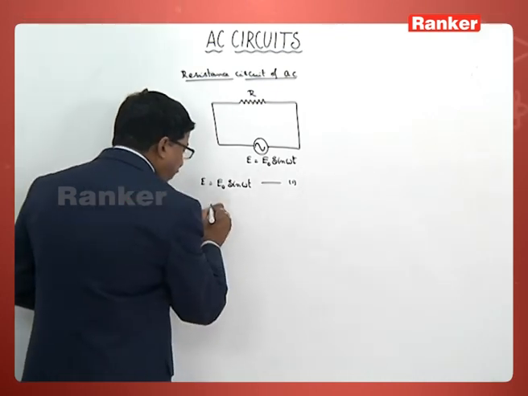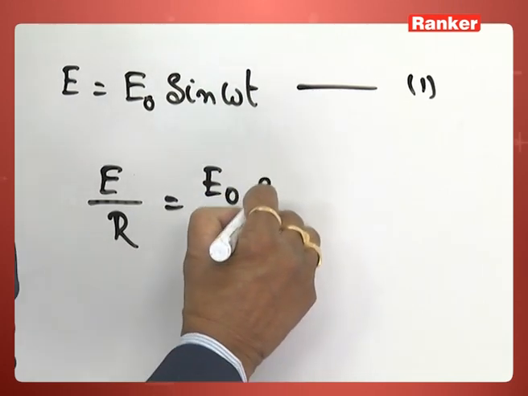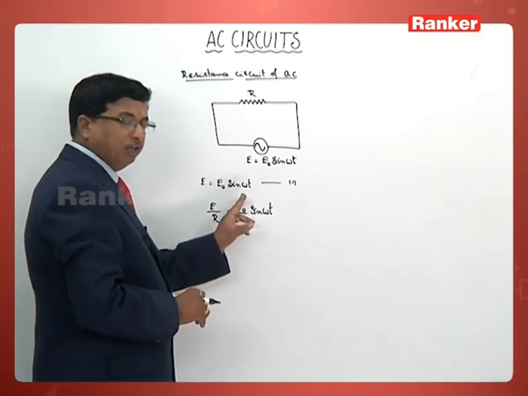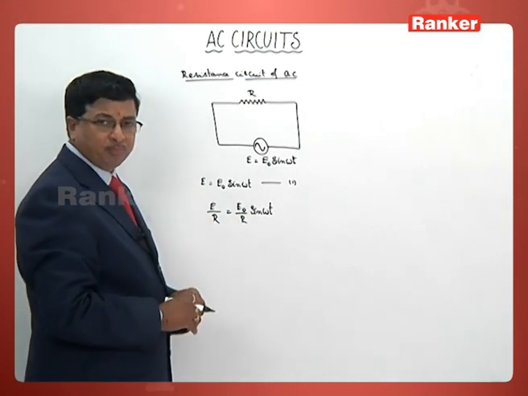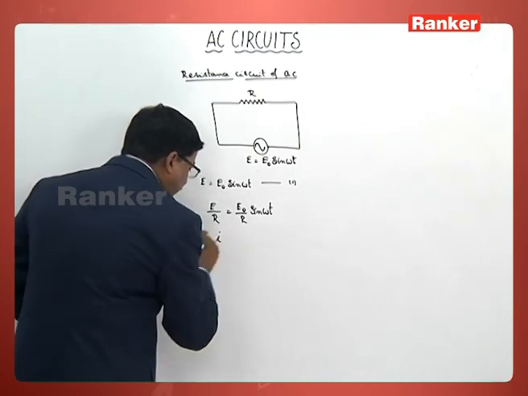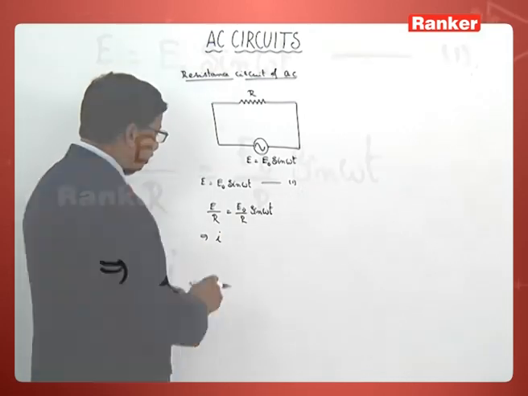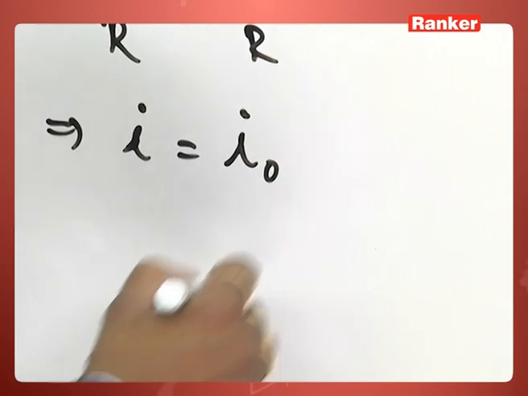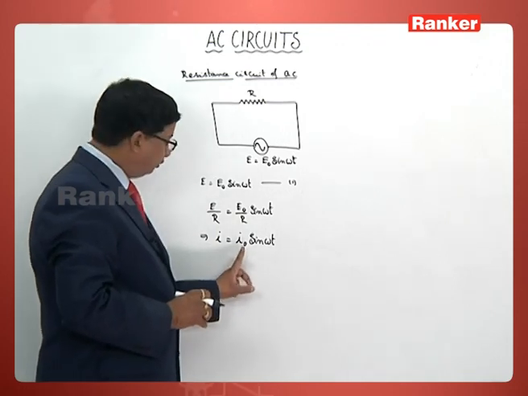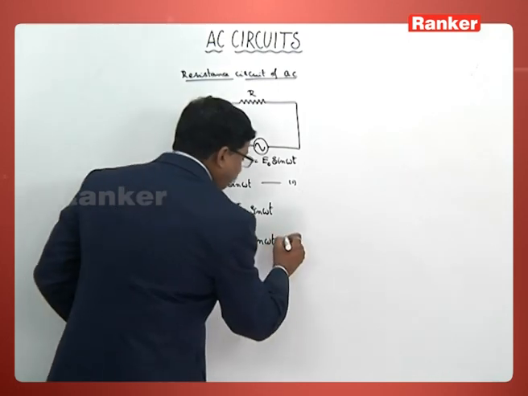Now, if I just divide the total equation by the resistance of that conductor, then we will be getting the equation this way. E by R is E naught by R sine of omega t. But according to Ohm's law, E by R refers to the current. In this case, it is called the instantaneous value of current. That now becomes I naught into sine omega t. So when you consider this I naught, this is the peak value of current. This is the instantaneous value of current. This is my second equation.